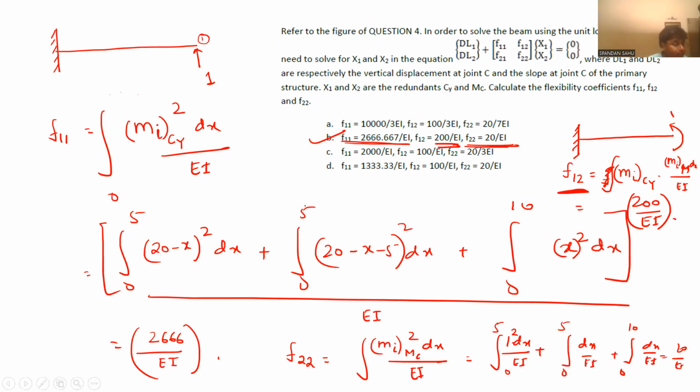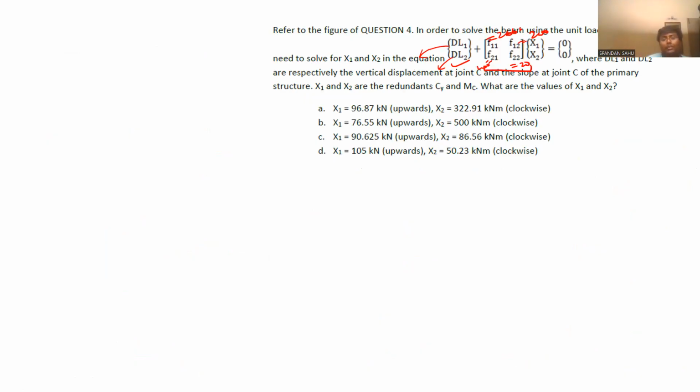We know this. We know the entire flexibility matrix. The only unknown is x1 and x2. Just by matrix multiplication and linear algebra, you will get the unknown values x1 and x2. It's like you have two unknowns and two linear equations. Just solve for x1 and x2, and the value will be 96.87 for x1, and this is the upper limit.